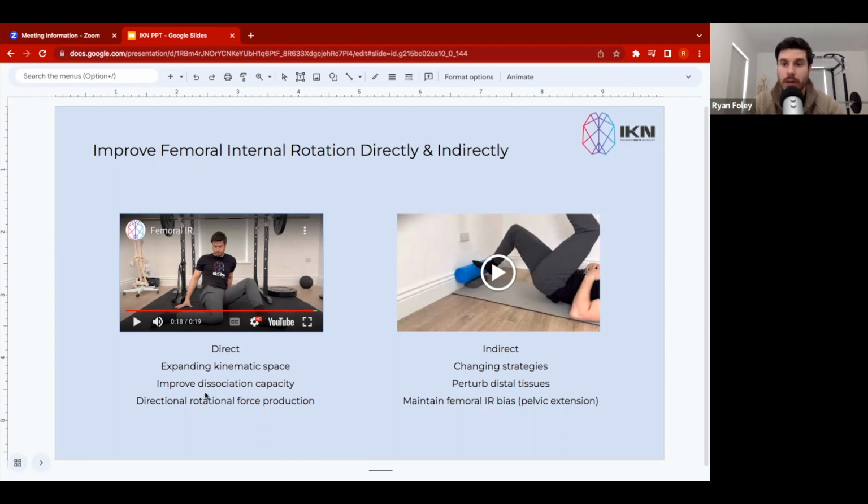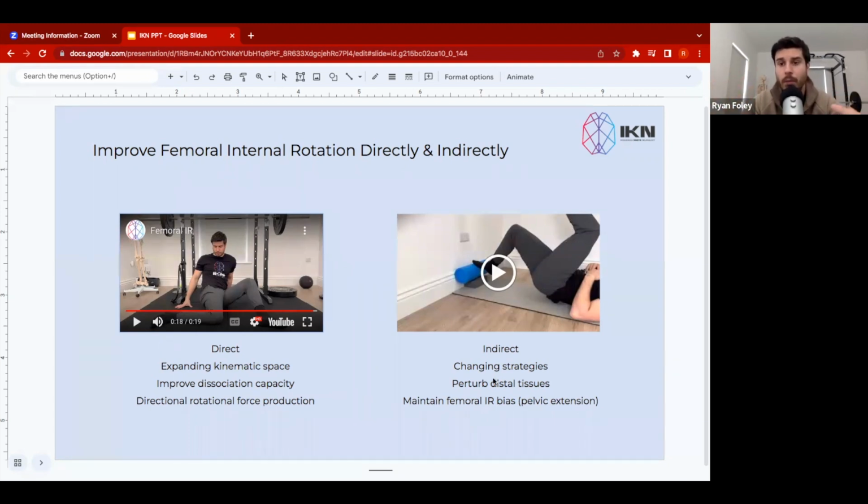We're improving dissociation capacity in the transverse plane here, where we're letting the pelvis rotate to the right, femur rotate to the left. Okay, and we're building directional rotational force production. So we're actually building force here into external rotation when we're driving load down to the foot. We can also build it into the opposing direction as well. But the key thing there is that we're actually producing force into rotation, not necessarily into the frontal plane or into the sagittal plane. Okay.